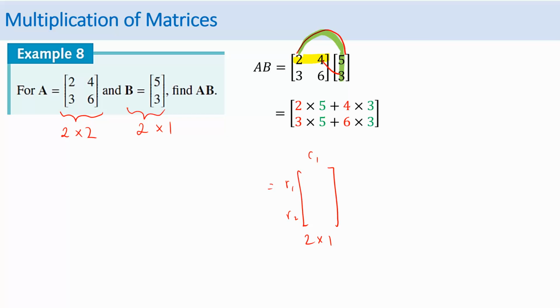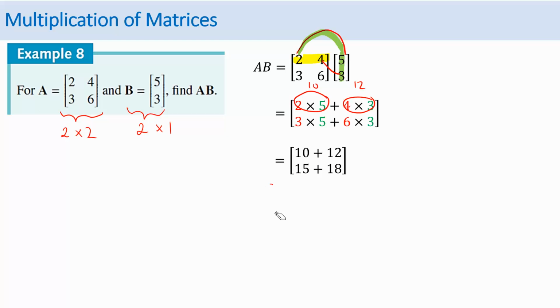Okay, so let's work this out. 2 times 5, which we know is 10, plus 4 times 3, which is 12. 10 plus 12 will give you 22. Now, see what I'm doing here? 2 times the 5, 4 times the 3, gives me row 1, column 1. How do you get row 2, column 1?